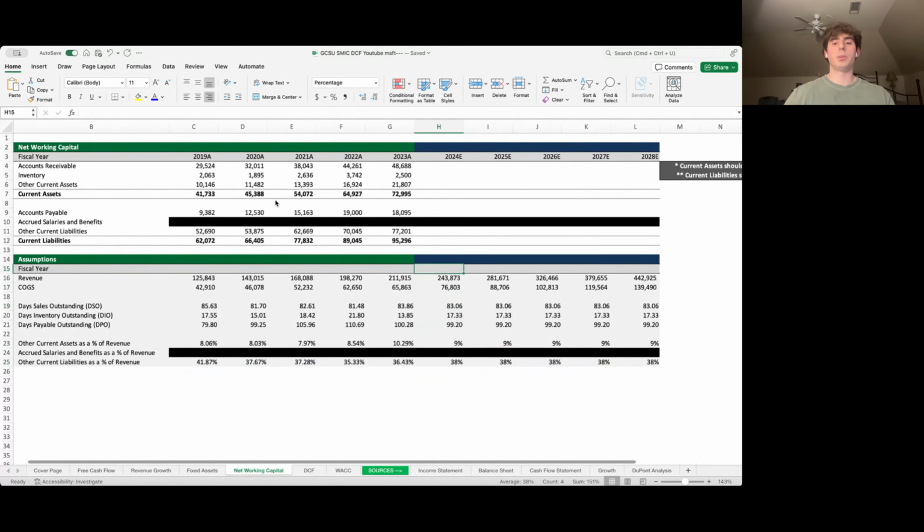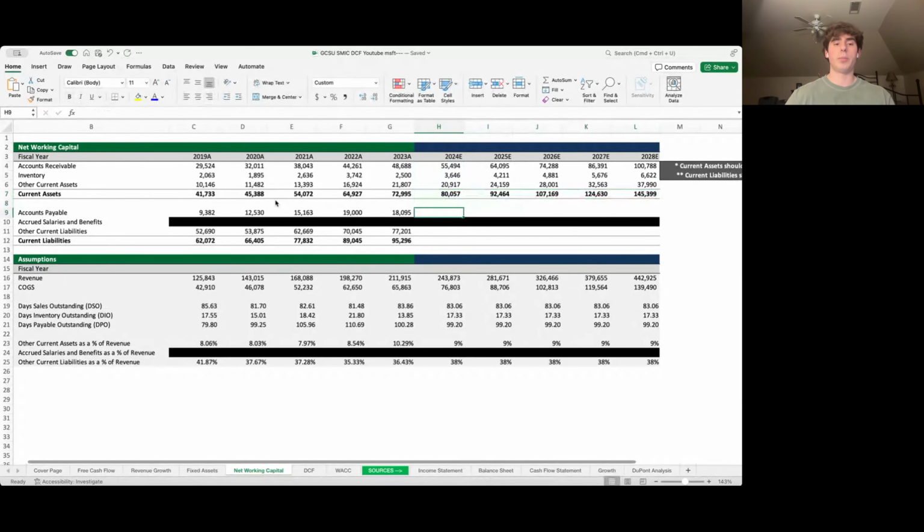So we can get started by solving for the future values of these line items. First is accounts receivable. It's revenue times days sales outstanding divided by 365. Shift right, Command R. Inventory is COGS times days inventory outstanding divided by 365. Other current assets, we take this percent of revenue, so revenue times this percent. To solve for total current assets, we just take a sum.